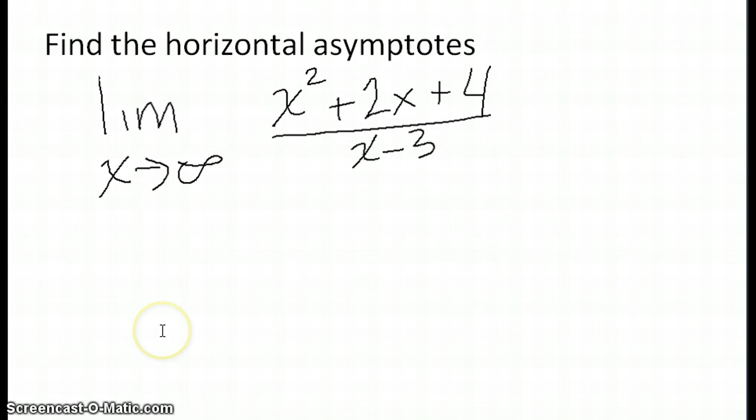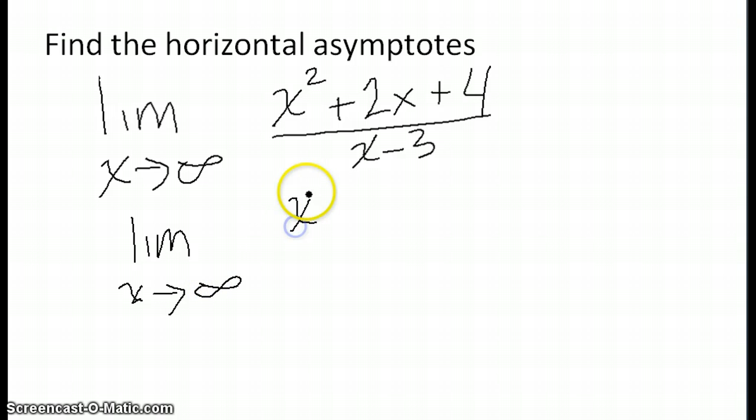So again, in order to find a horizontal asymptote, we use the end behavior. And so by end behavior, I'm going to rewrite this as x squared in my numerator, because the end behavior of x squared plus 2x plus 4 is x squared. The end behavior of x minus 3 is simply x.